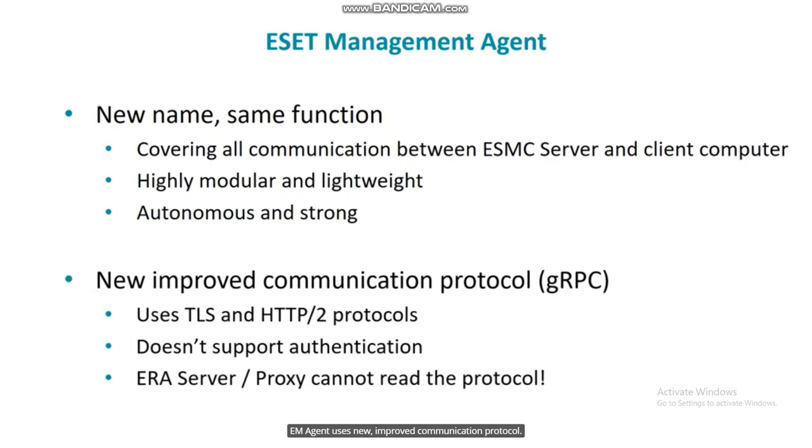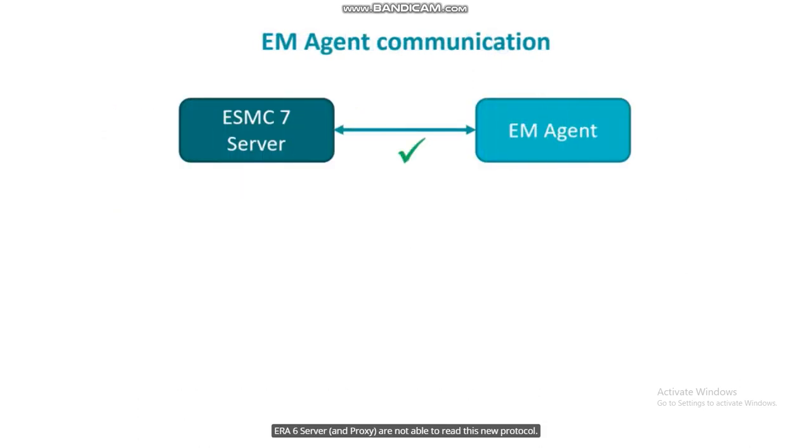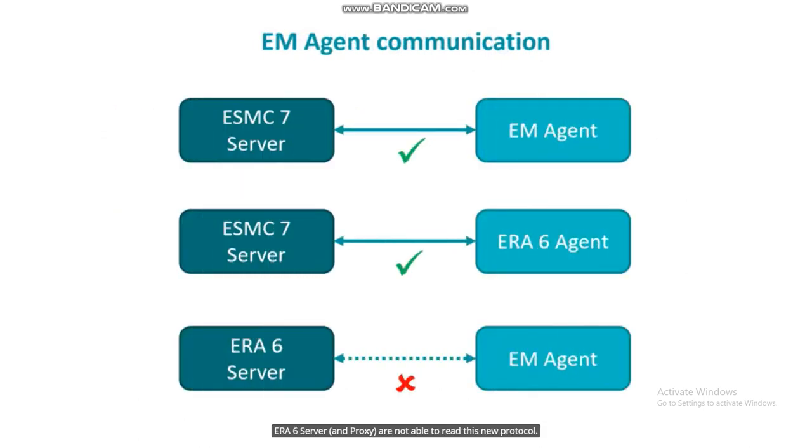EM agent uses new, improved communication protocol. The communication protocol is based on gRPC. It is an open-source remote procedure call. This communication protocol doesn't support authentication. ERA 6 server and proxy are not able to read this new protocol. ESMC server is able to communicate with ERA 6 agent, but not the other way round.